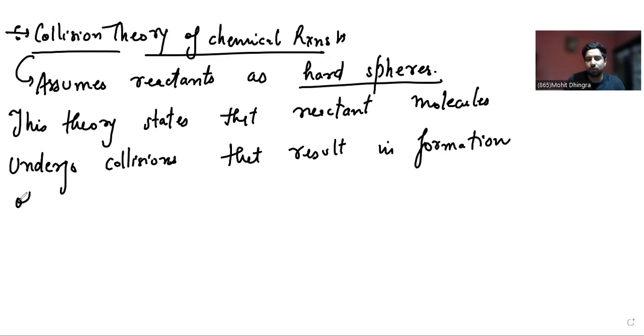Those collisions, those strikings of molecules with each other, result in the formation of new bonds, meaning a new product is formed. Now every collision which is happening might or might not be sufficient for the formation of new bonds. So those specific collisions which are strong enough to result in the formation of the products are termed as effective collisions.